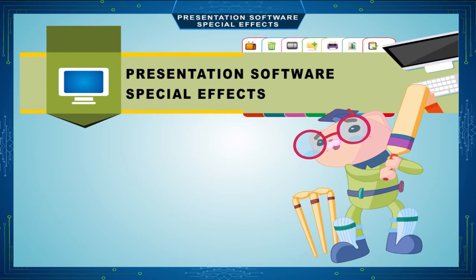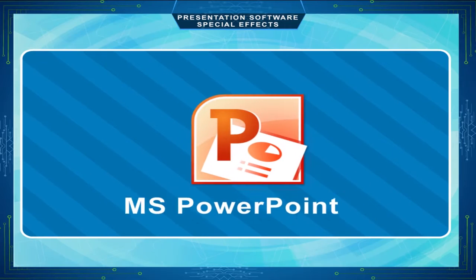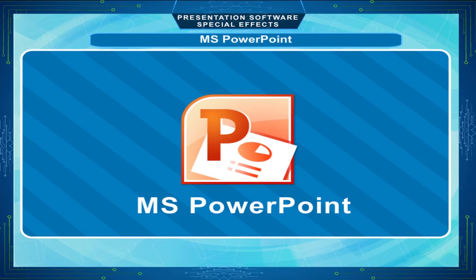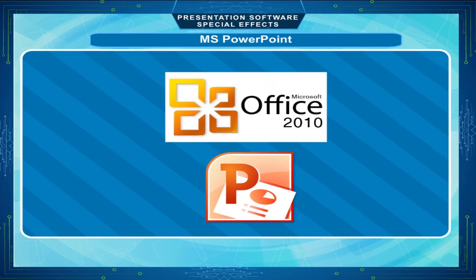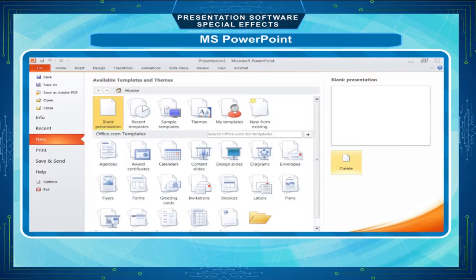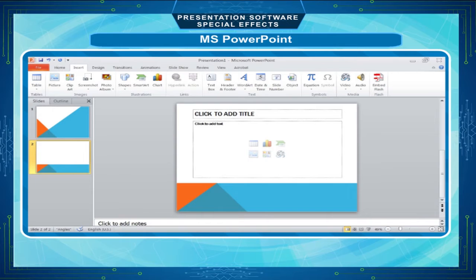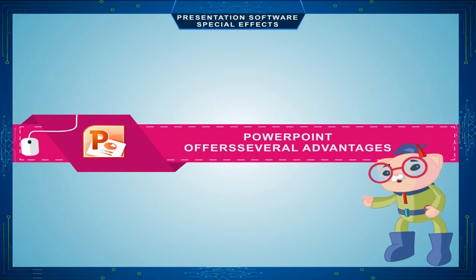Presentation software, special effects. MS PowerPoint is a program used for slide-based presentations. It is the most powerful presentation software under MS Office. Each file created by PowerPoint is called a presentation. Each presentation is made up of slides. Each slide consists of text, objects, sound, etc. inserted through different sources.